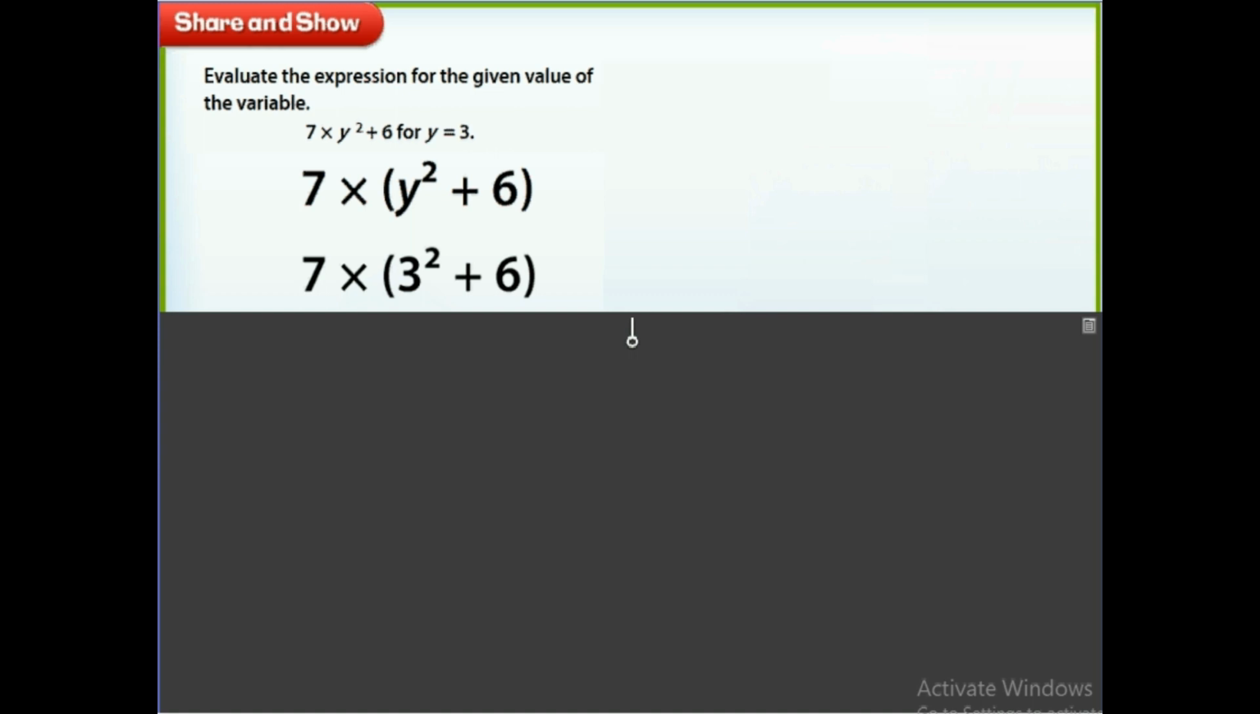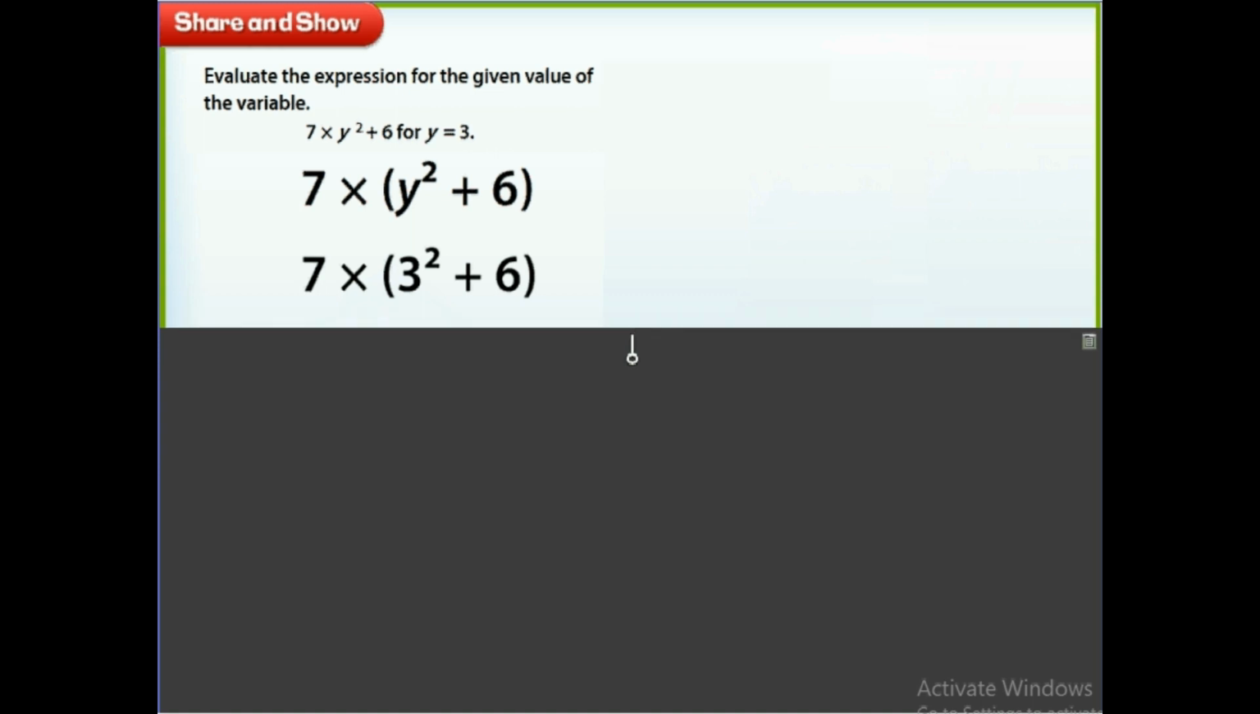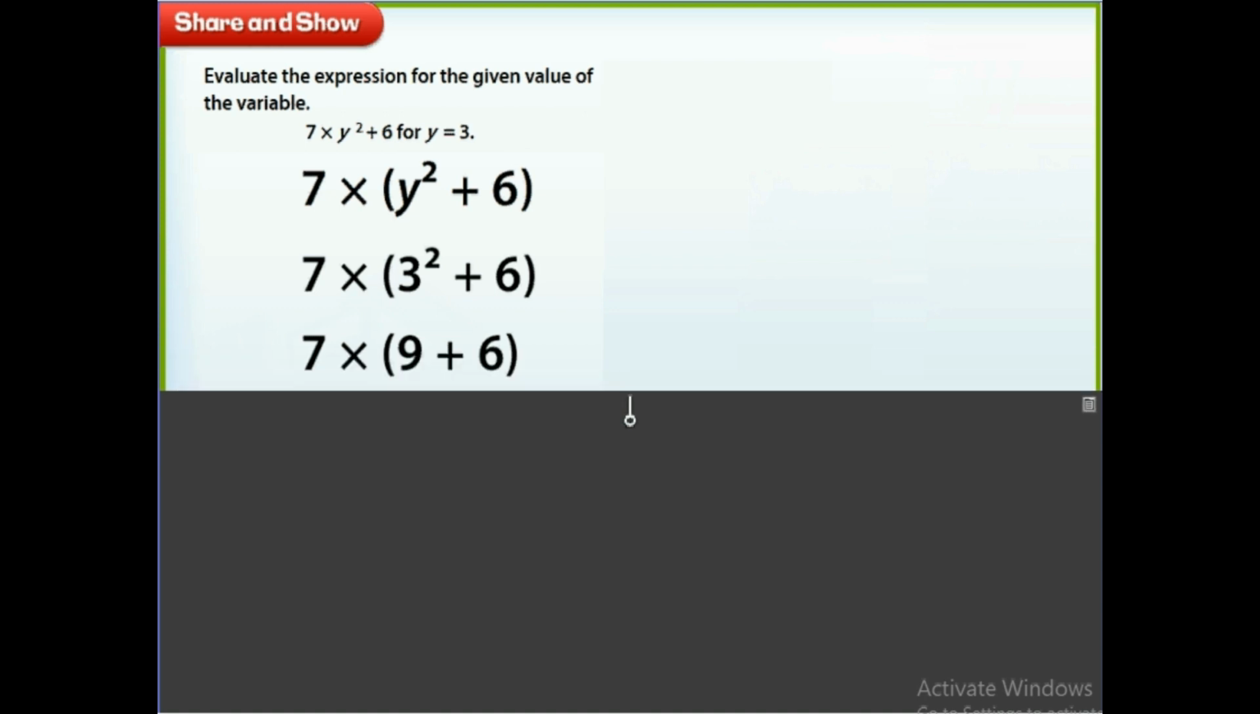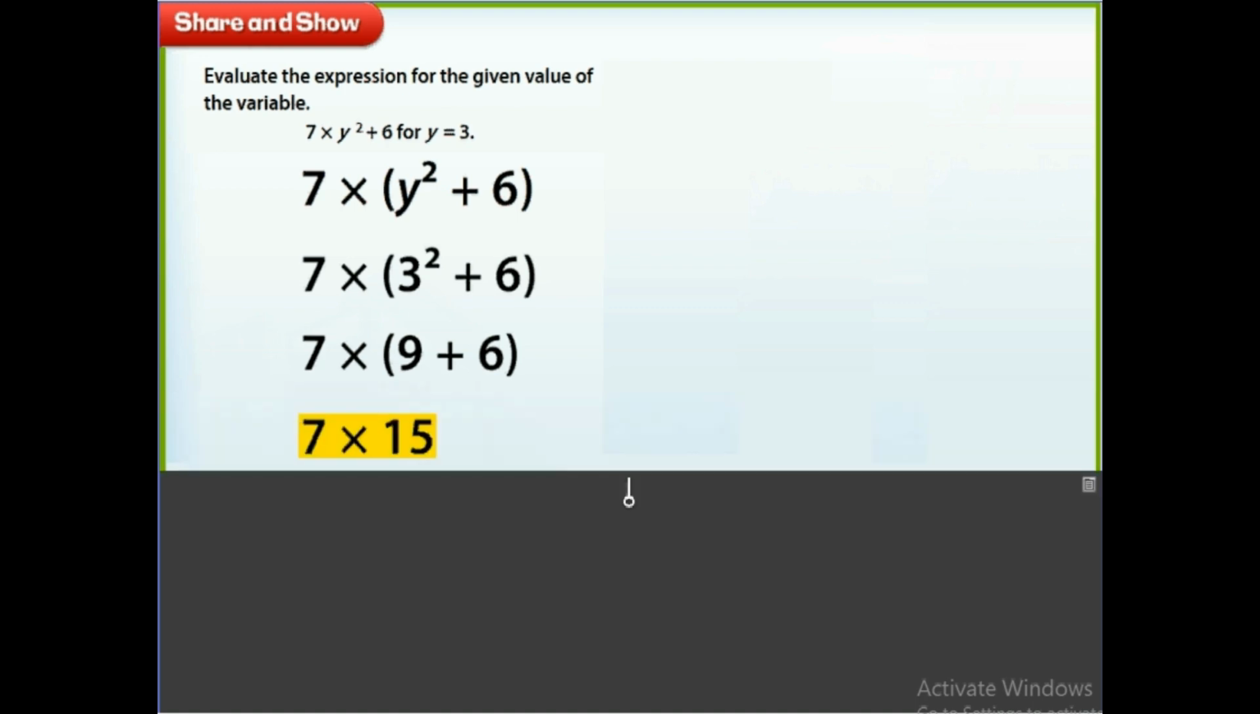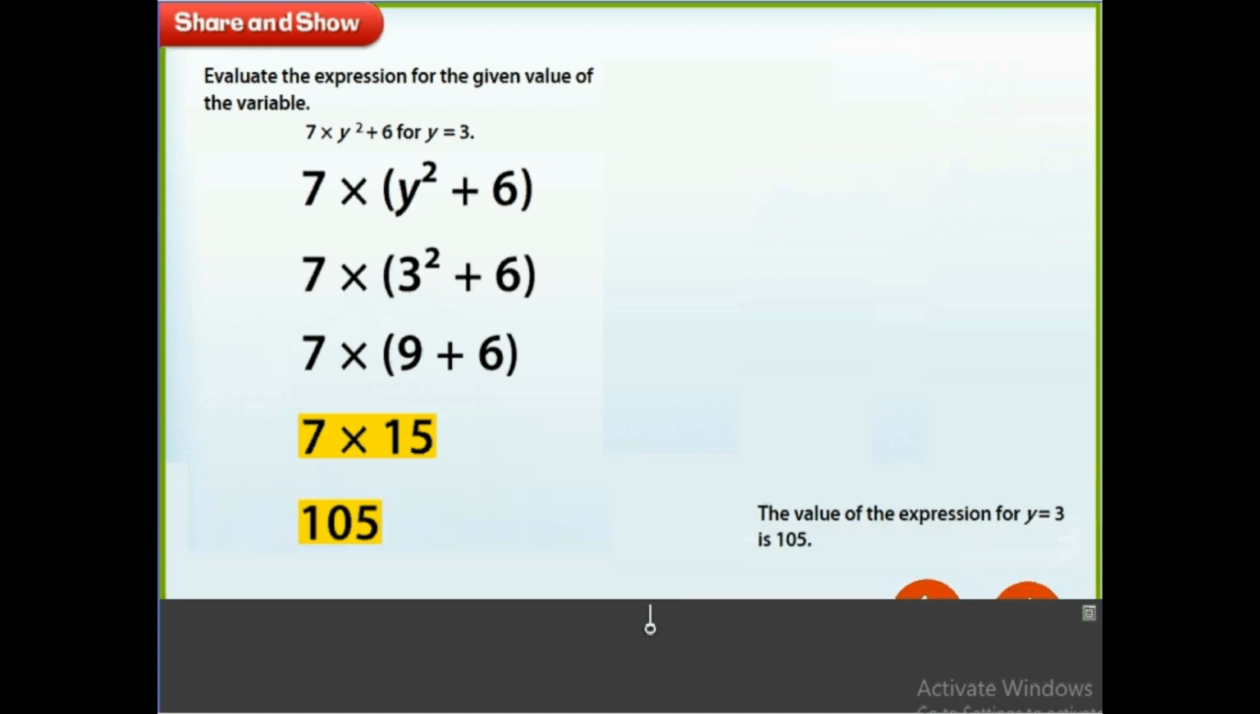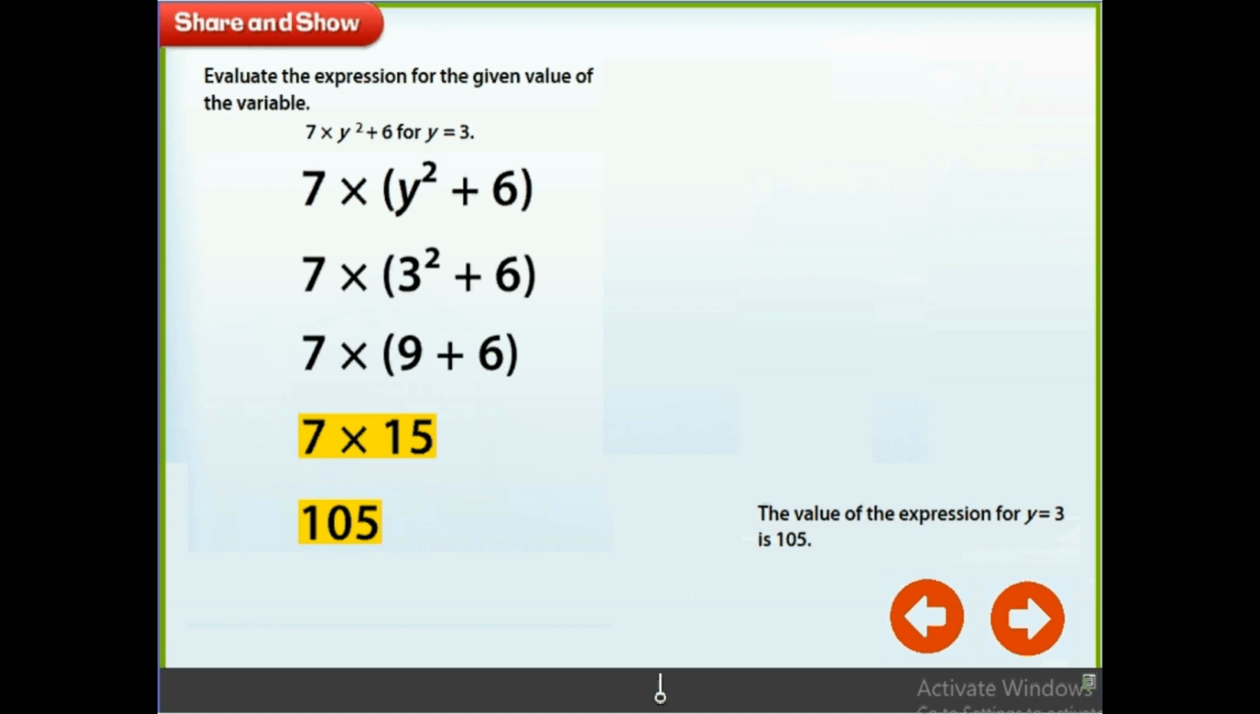The first operation within the parentheses is to find the value of 3 squared. 3 squared equals 9. Now perform the addition in the parentheses. 9 plus 6 is 15. Finally, perform the multiplication. 7 times 15 is 105.